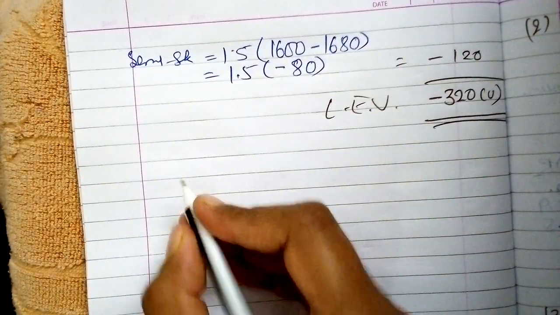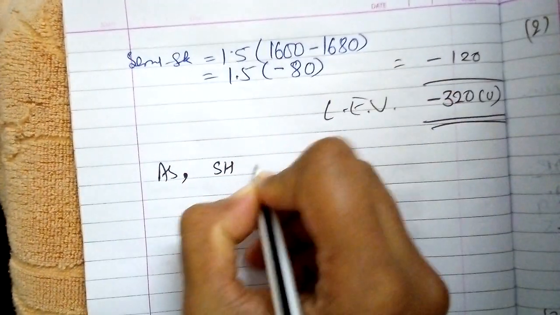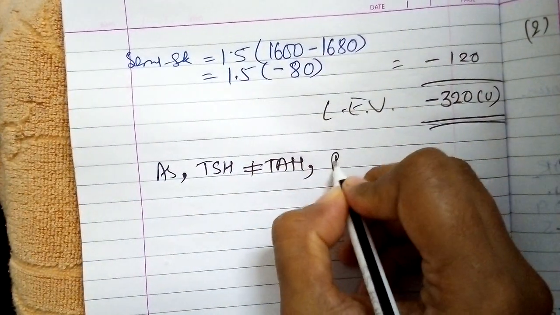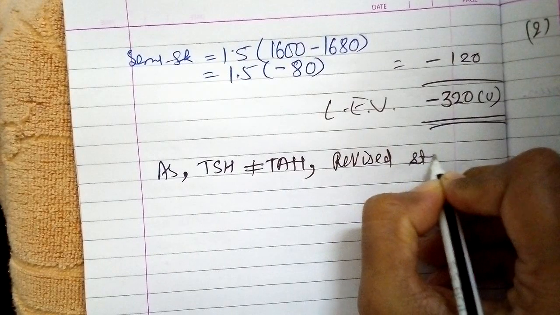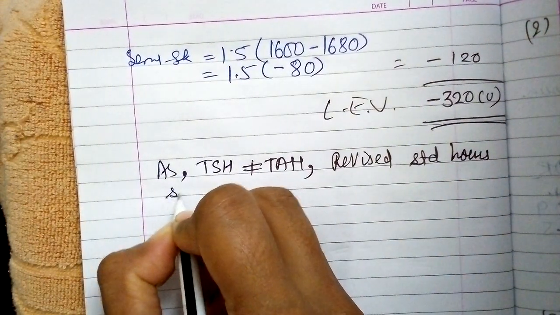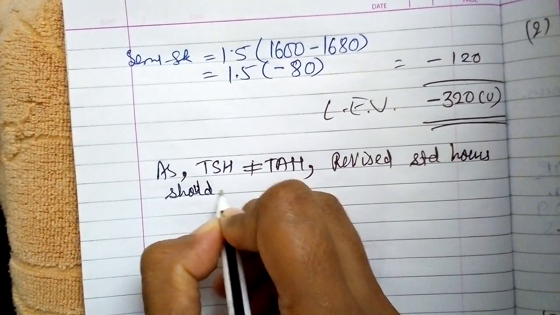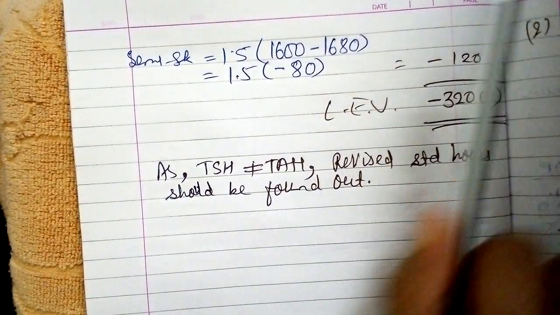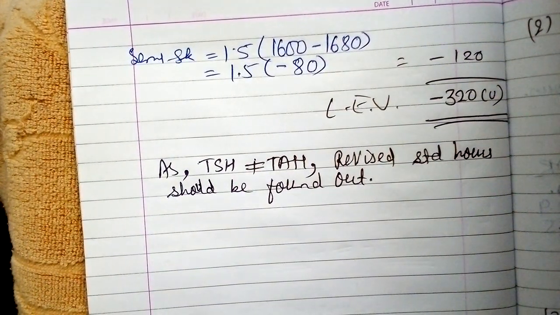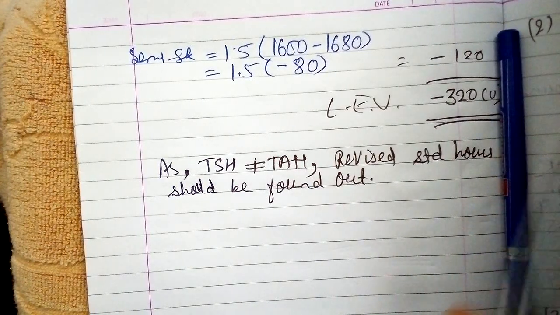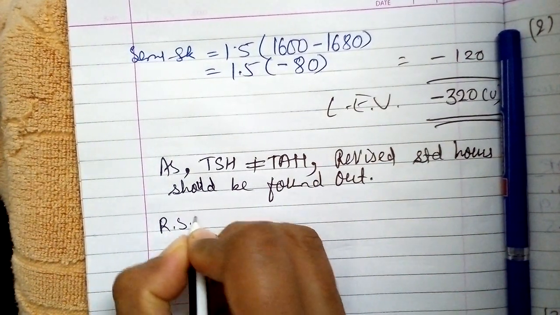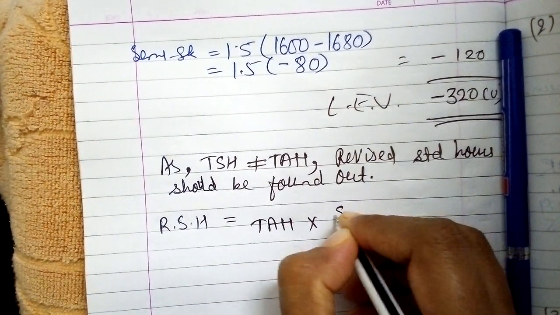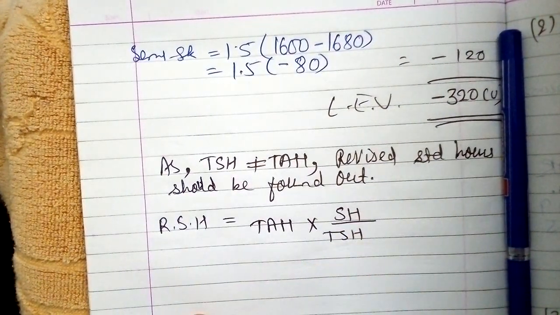So for finding out, as total standard hours is not equal to total actual hours, revised standard hours should be found out, right? Like the way we have calculated revised standard mix, right? So the formula will be the same as our revised standard mix. So the formula of revised standard hours will be total actual hours into standard hours divided by total standard hours.